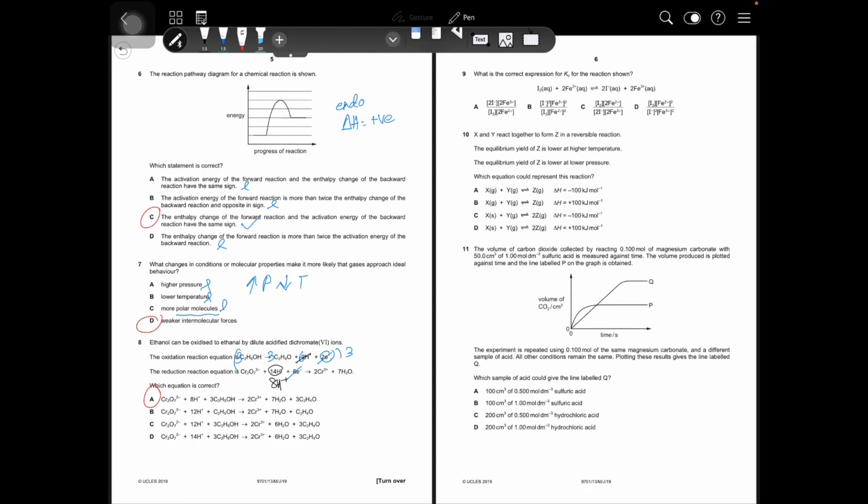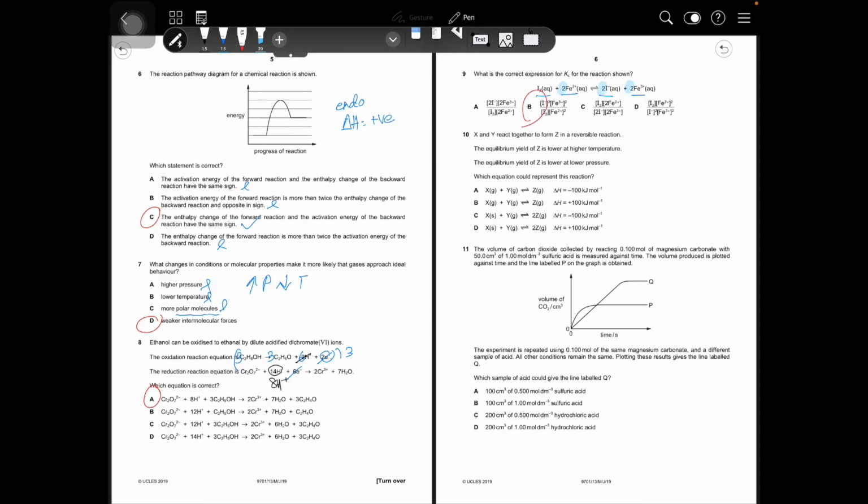Question 9. What is the correct expression for Kc for the reaction shown? For Kc, you will have product over reactant, and the coefficient will be the power for that substance. That means we will have I negative squared multiplied with Fe3 plus squared, divided by Fe2 plus squared multiplied with I2. So from there we will have the answer as B.